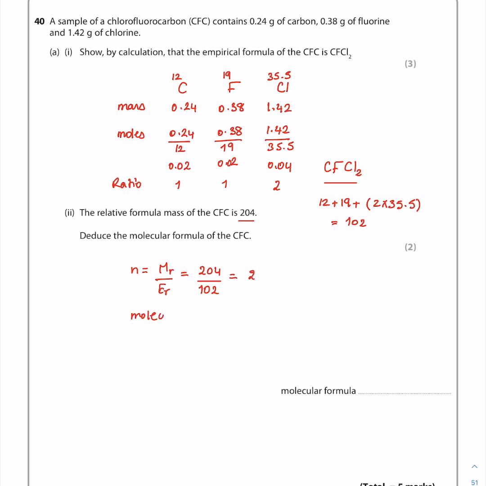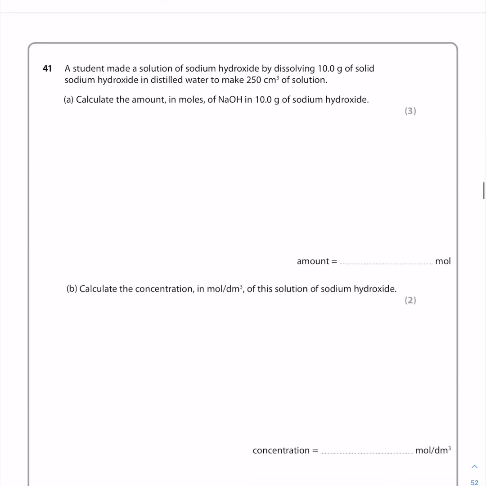يبقى الموليكولار فورمولا of CFC is equal to الامبيريكال فورمولا CFCl2 times 2 يعني C2F2Cl4. Question 41. A student made a solution of sodium hydroxide by dissolving 10 grams of solid sodium hydroxide in distilled water to make 250 cubic centimeter of solution. Calculate the amount in moles of sodium hydroxide in 10 gram sodium hydroxide.